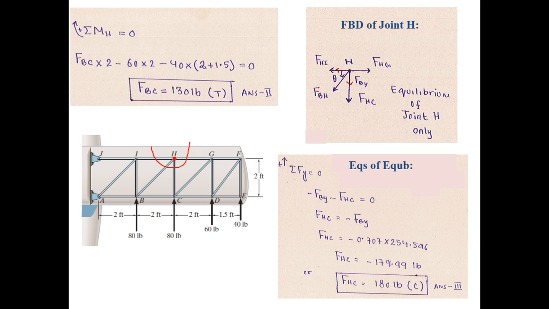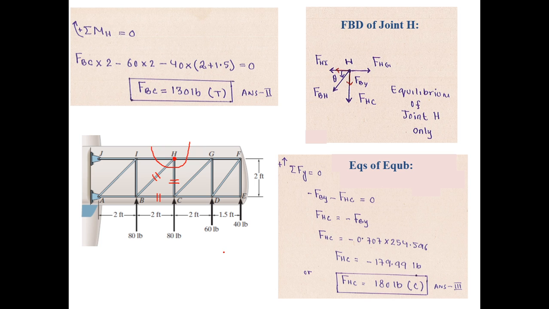So the value of this FBH is known to us. It was 254.596, and therefore we get FHC as minus 179.99, which is approximately 180 pounds. And we see that now we have a negative sign here. This negative sign means that this force is basically a compressive force. It is of compressive nature. So this force is coming out to be compressive, while these two members are in tension, while this member is in compression.